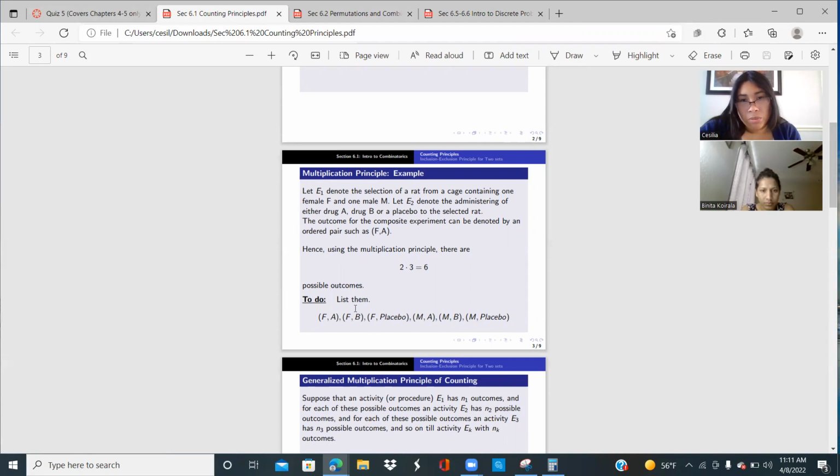So we're going to list the possible outcomes of drug A, drug B, and the placebo. For the female, you put F and A, F and B, and F and placebo. And then for the male, the same way as well. So these are the different combinations that you could get from that. That's why we have 6 different possible outcomes.